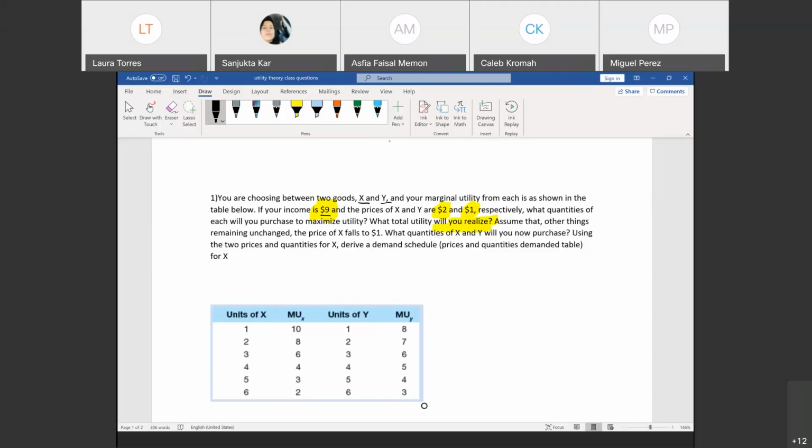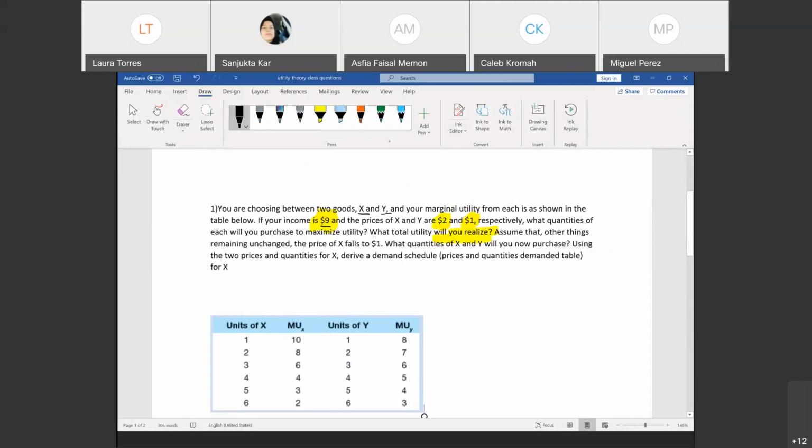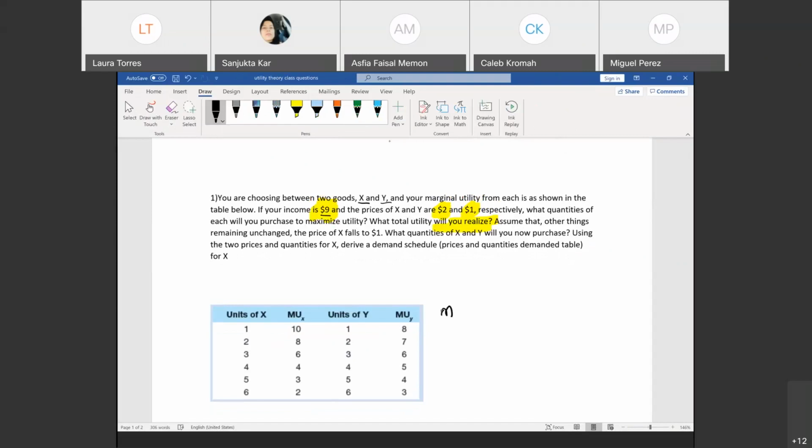So let me do something here. I will make two columns here. So the first thing, what I really looked at is, this is what I want to achieve: marginal utility of X over price of X equal to marginal utility of Y over price of Y. So I want to make this column marginal utility of X over price of X. The price of X is $2. So each of these numbers here, I want to divide over 2.